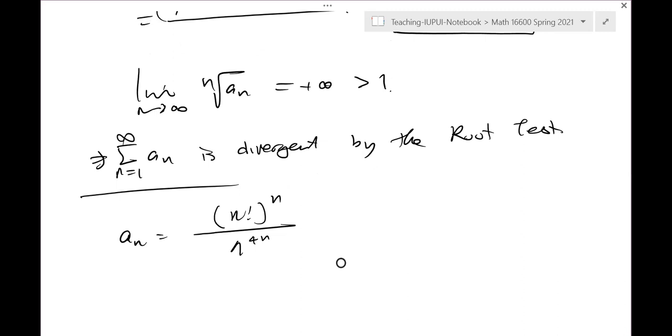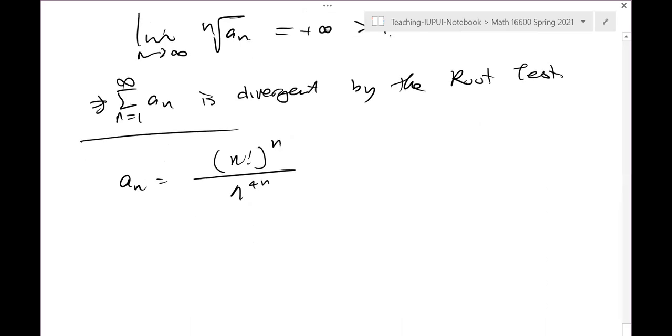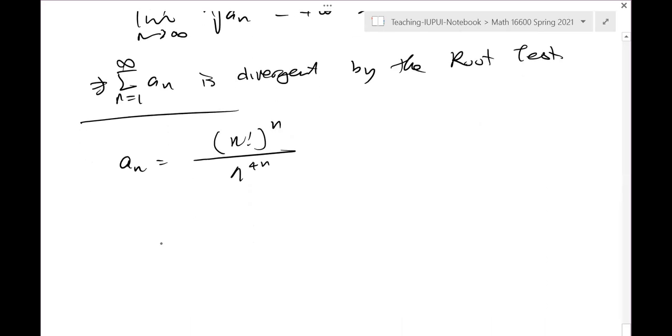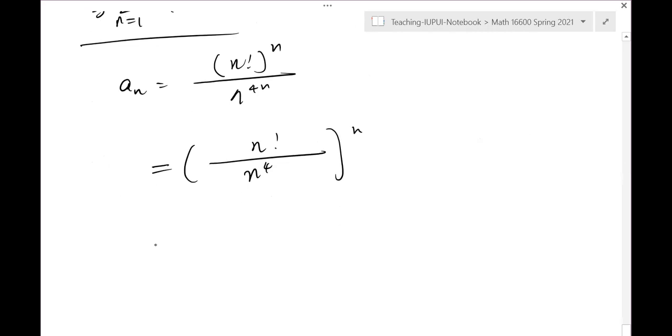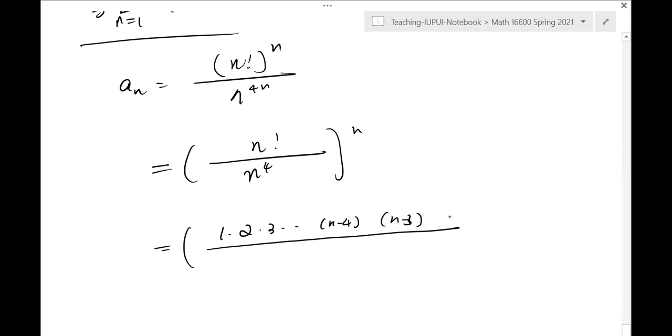The question is, you want to make sure this is greater than or equal to 1. Right. So just for the same idea, here this is n factorial over n to the fourth power, right? As long as this number is larger than 1, then this a_n approaches infinity. So that is going to be 1 times 2 times 3, up to n minus 4, then n minus 3, n minus 2, n minus 1, n, divided by n to the n's power.